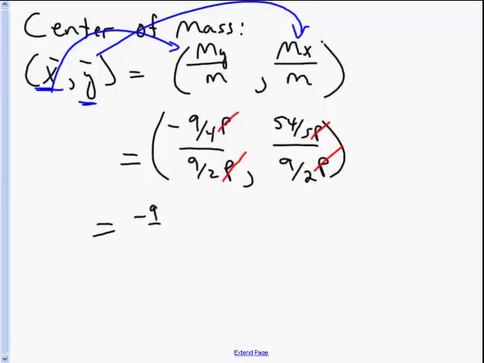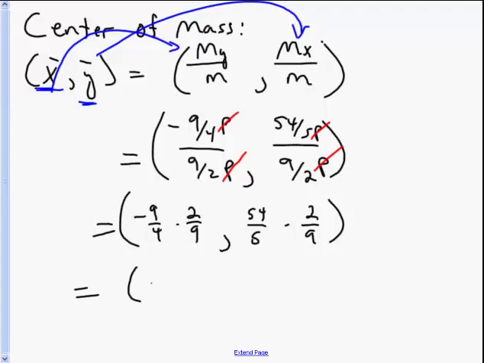All right, so -9/4 divided by 9/2. It's going to be -9/4, and we're going to multiply that by 2/9. That's going to give us our x value. And then 54/5, multiply that by 2/9. That's going to give us our y value. And so if you take that and reduce it, you get -1/2 there. And then over here, 9 and 54 have been reduced to 6, and so we get 12/5. You get -1/2, 12/5. That's the center of mass of that region.